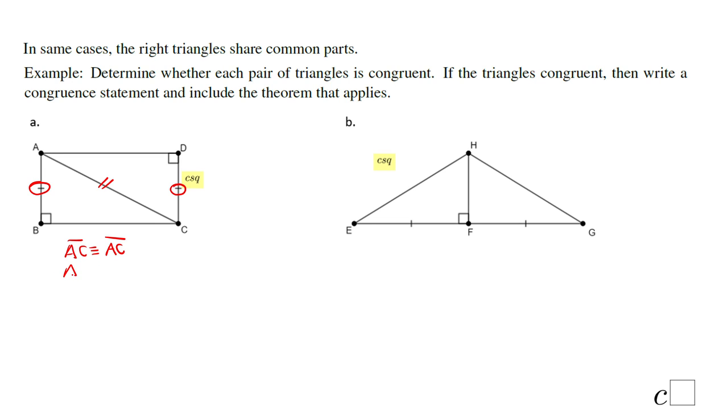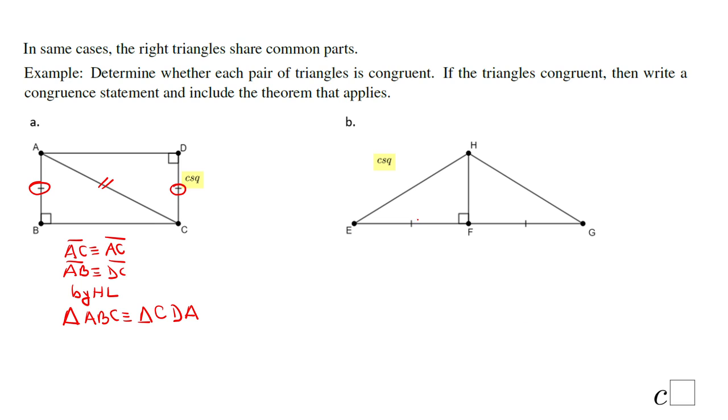Then AB congruent with DC. So by hypotenuse-leg, these two triangles, ABC congruent with, and now again we want to match the corresponding letters, CDA. So very important to write the corresponding letters of the congruent triangles. Let's take a look at part B.